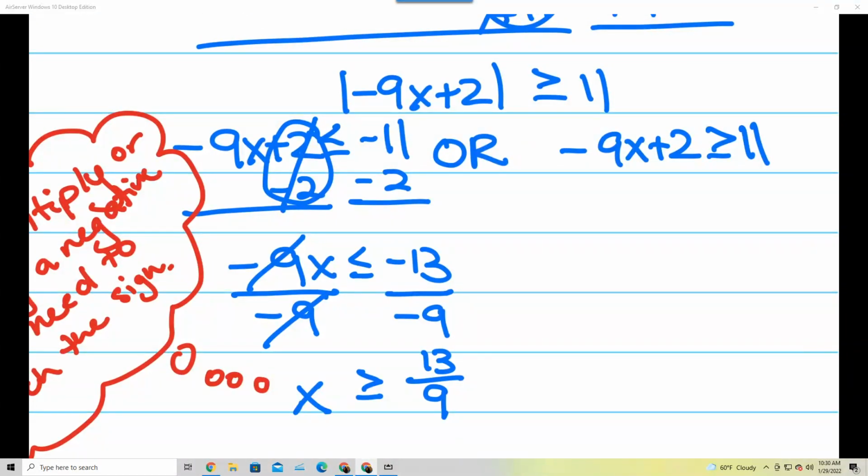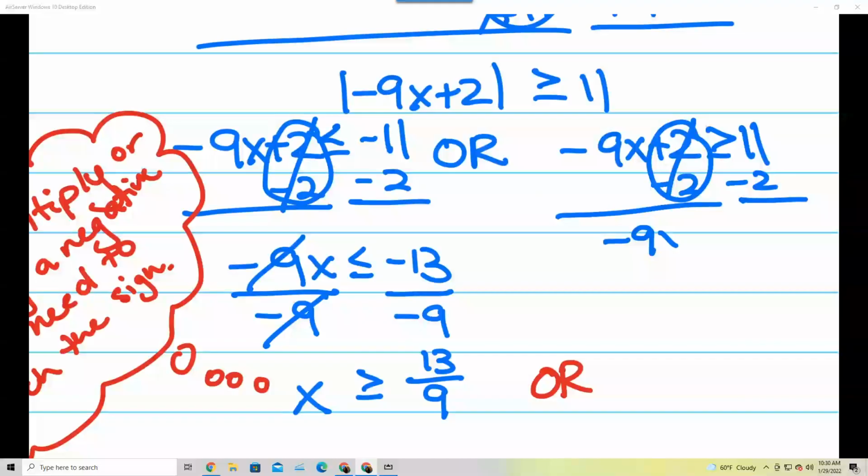Oh, I forgot to write the word or, because we have this other one. I'm going to go ahead and solve for it, right? I'm going to subtract 2 from both sides. These are going to cancel. I get negative 9x on this side. I get 11 minus 2, which is 9, on this side.